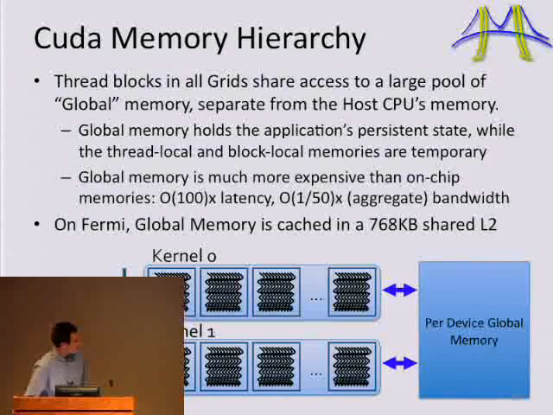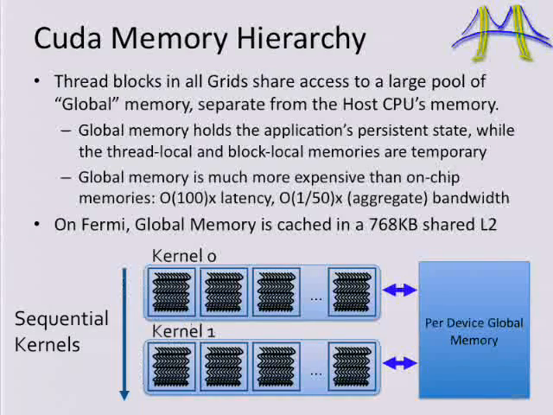So the next level is the global memory. On Fermi, the global memory is cached by an L2. This L2 cache is shared among all the streaming multiprocessors, so it's trivially coherent, whereas the L1 caches are incoherent. If you write data into the cache of one streaming multiprocessor, it will not be seen by the other streaming multiprocessors until it's written back out to DRAM. And I'll talk about ways to control that behavior in a few slides.